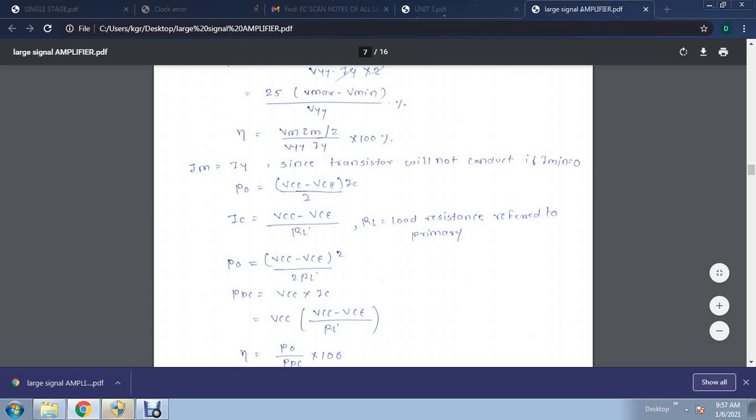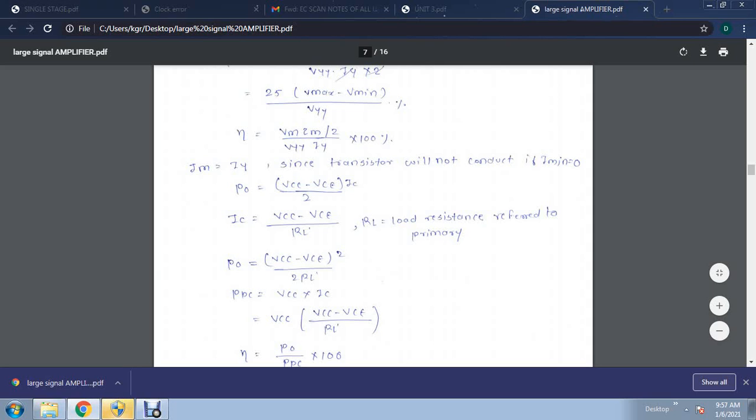P naught equal to (VCC minus VC) by 2 into IC. VCC minus VC equal to RL, this is for the current component. P naught equal to (VCC minus VC) whole square by 2 RL. Here PDC equal to VCC into IC, where IC equals (VCC minus VCE) by RL.